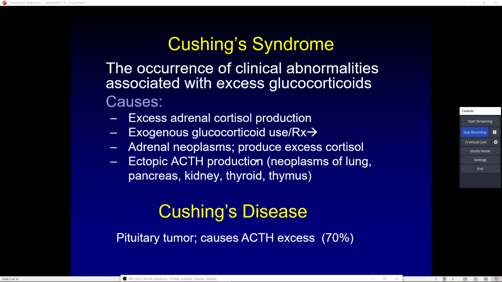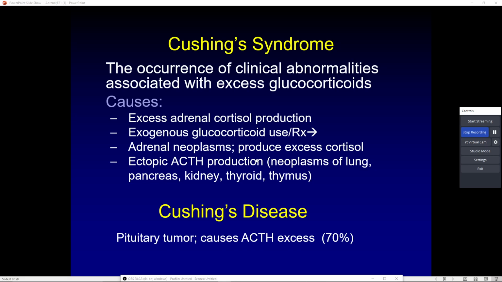A perfect example of exogenous steroid use, specifically glucocorticoid use, would be Solumedrol, for example. It's a great tool for anti-inflammatory functionality in the acute care setting, but we typically don't want to stay on glucocorticoids for prolonged periods of time or long-term use.